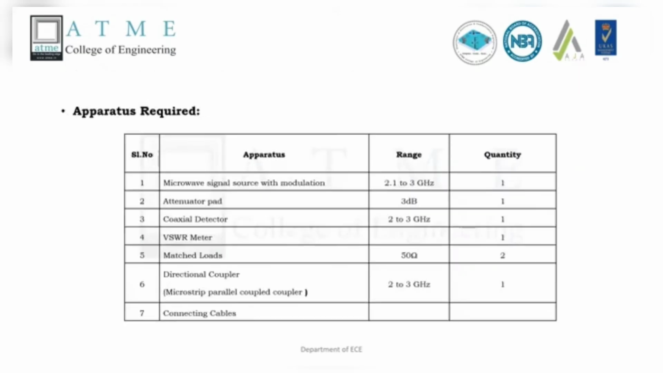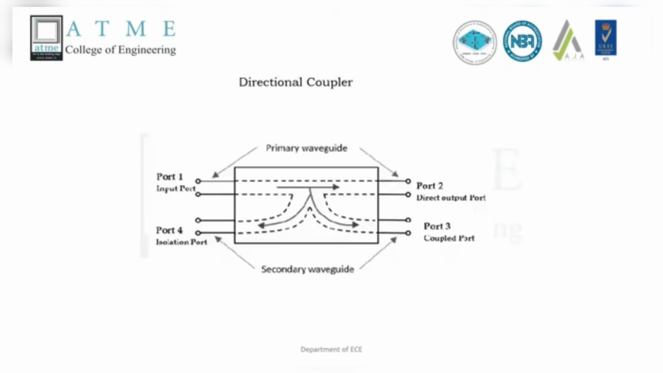And it is very necessary to know what apparatus is required in this experiment. So we are using a microwave signal generator with modulation and an attenuator pad of 3 dB, and the microwave signal generator has a range from 2.1 to 3 gigahertz, coaxial cable, VSWR meter, matched loads of 50 ohms, and a directional coupler having a microstrip parallel coupled coupler, also of 2 to 3 gigahertz, and connecting cables.